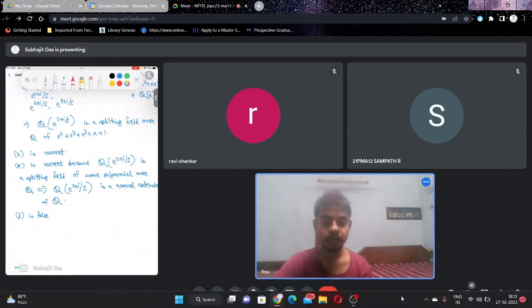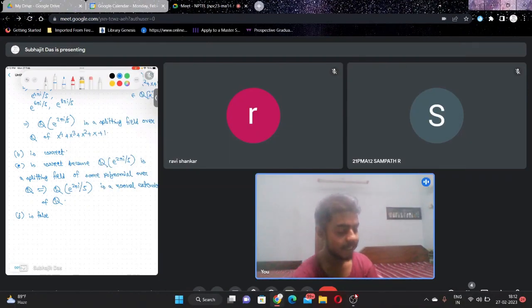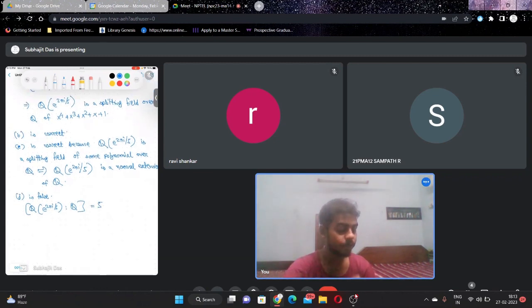So option D is false. Option D, what does option D say? Statement D says that Q adjoined with e^(2πi/5) as an extension of Q has degree exactly 5. Now tell me something. What do you know about this? What do you know about the degree of an extension of this form, F(a) over F?